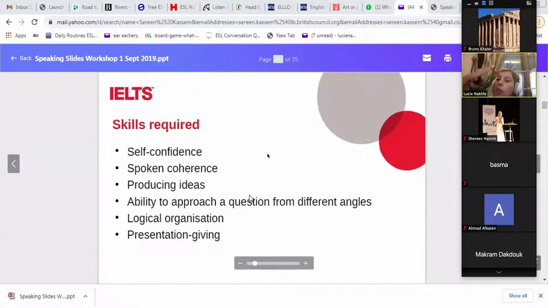Okay, logical organization. So are you able to organize your ideas? Are you going from the most prominent idea to the least prominent, or vice versa? Are you talking about little futile ideas and then leaving the main idea till the end? So that also counts. Presentation given, don't worry about this one. This is about part 2, where you're talking and delivering your scenario in a presentation way.